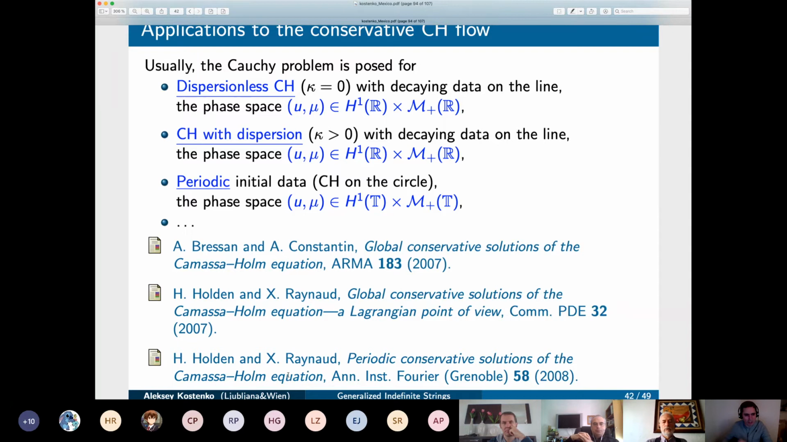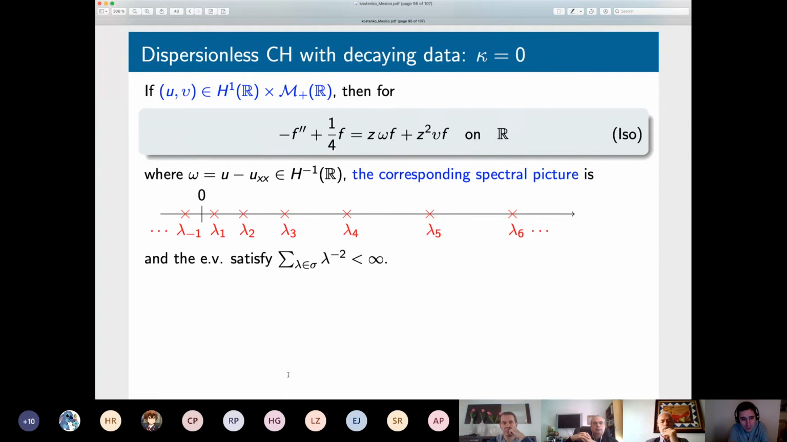I'm not going to speak a lot, I would just like to talk a little bit about the inverse scattering transform approach. I'm not going to talk about the periodic case because it's a separate story, which is sufficiently well understood. First of all, I would like to discuss the dispersionless case, which is a generalization of the case of multi-peakons.